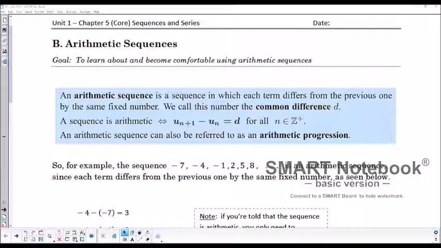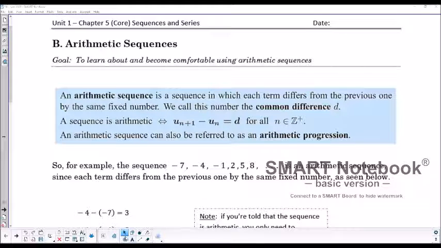The definition from the textbook states that an arithmetic sequence is a sequence in which each term differs from the previous one by the same fixed number. We call that number the common difference. We can find that common difference by taking one term and subtracting the term before it.